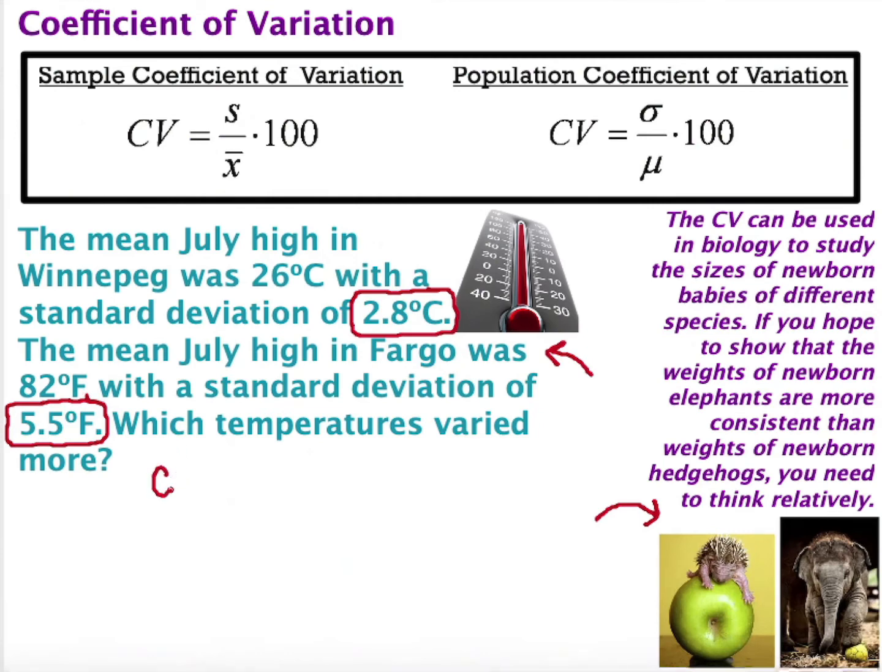So let's calculate a coefficient of variation for Winnipeg. We take S, the standard deviation, divided by X bar, which is the mean, times 100. That just puts it in a percent for us. And then for Fargo, same thing, only 5.5 for the standard deviation and 82 for the average high.